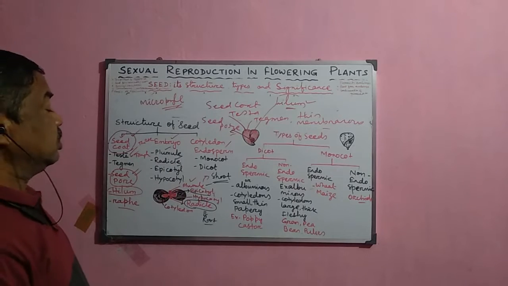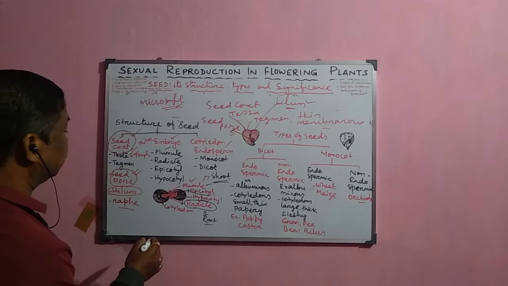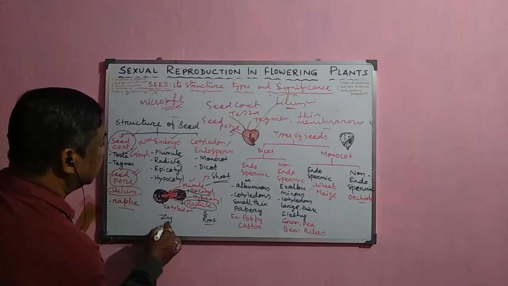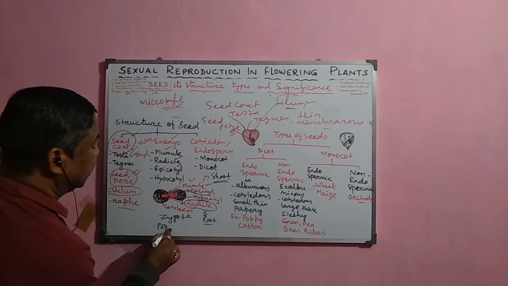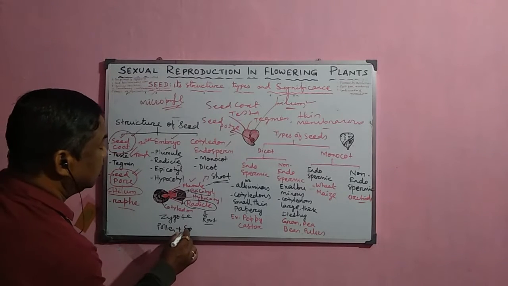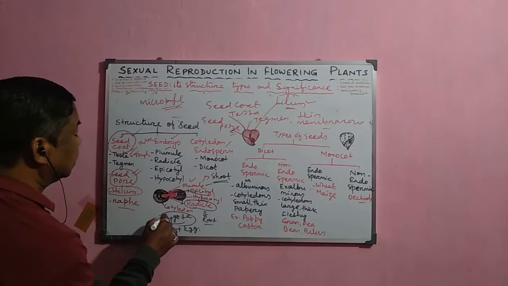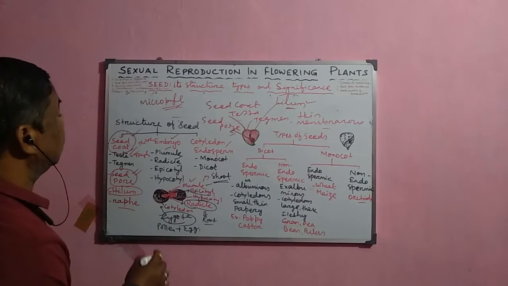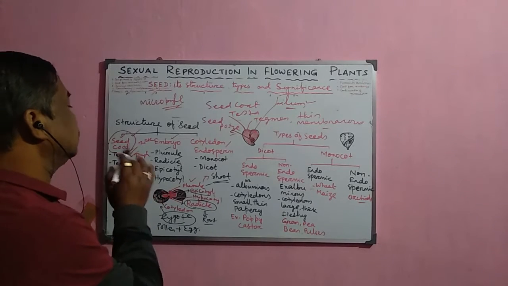Now, this embryo is commonly called the baby plant, and it is normally developed from the fertilized zygote. That means when the pollen grain or the first pollen nucleus fuses with the egg nucleus to form this zygote, and this zygote later on develops into the embryo, and it remains inside the seed.